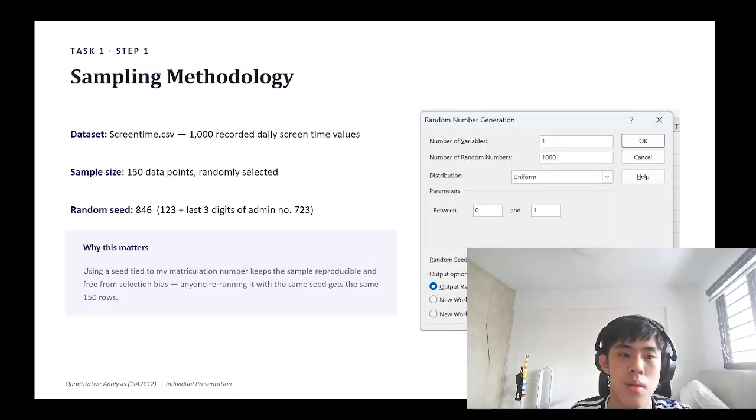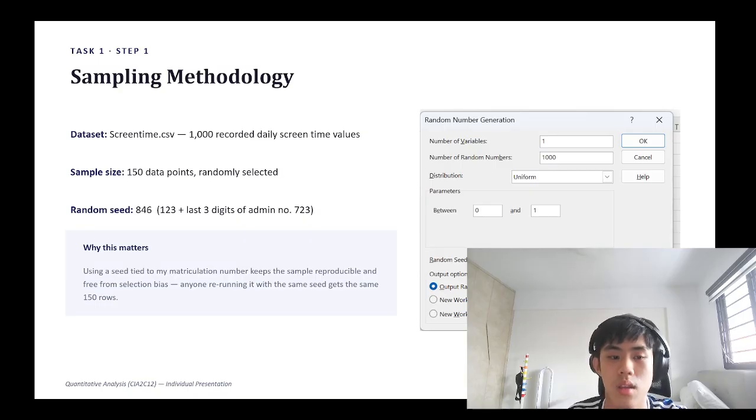For the sampling method, we were given 1,000 records. We were meant to pick 150 data points randomly. So I took the random seed, which is my admission number plus 123, which gave the random seed of 846. And these are all the inputs that I put into the random number generation.